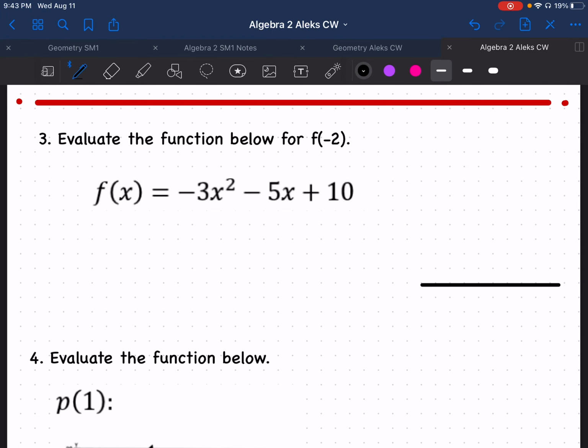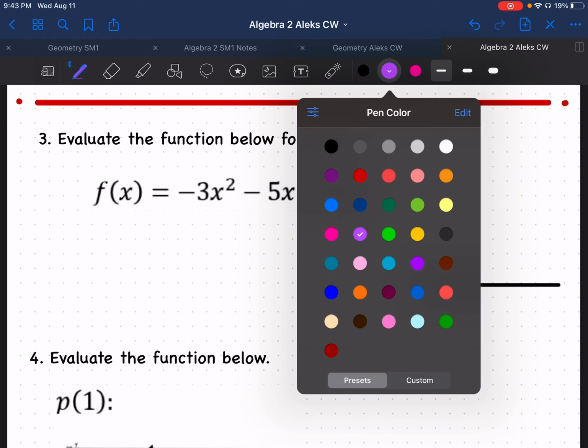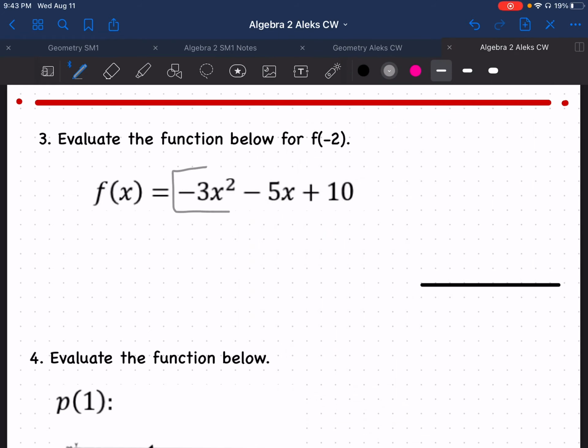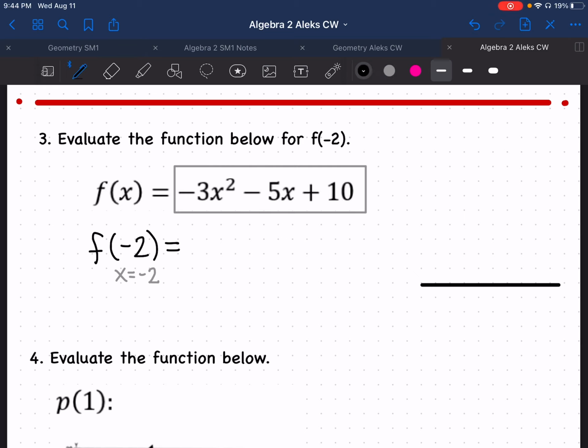The next question is going to just have you evaluate the function below for a given f of number. Now this one is f of -2. Remember for this one, you're just going into the calculator. You are taking this expression right here. Remember in class we boxed it in the gray box? And you're just going to be replacing the x value with the given value. So for this f of -2, remember this means that your x values are changing to -2 throughout that gray boxed function.